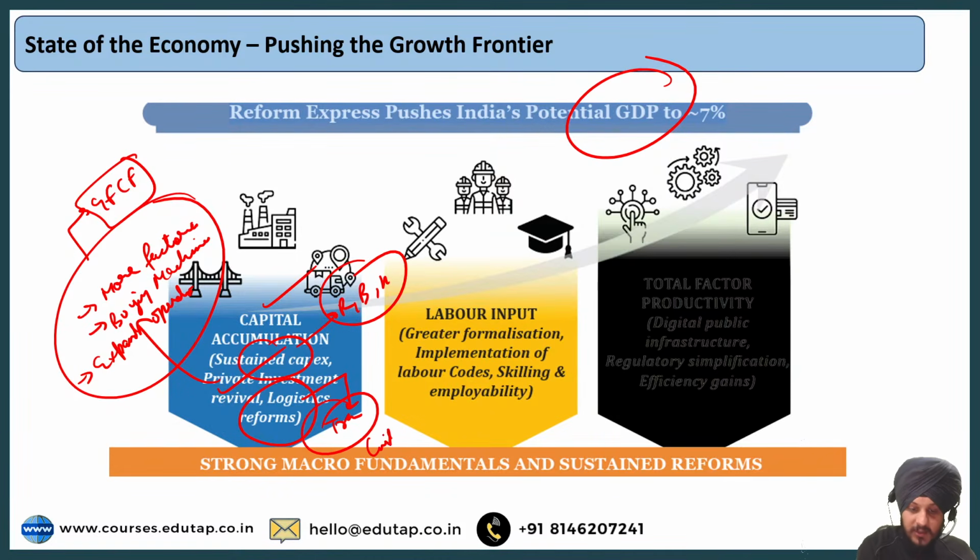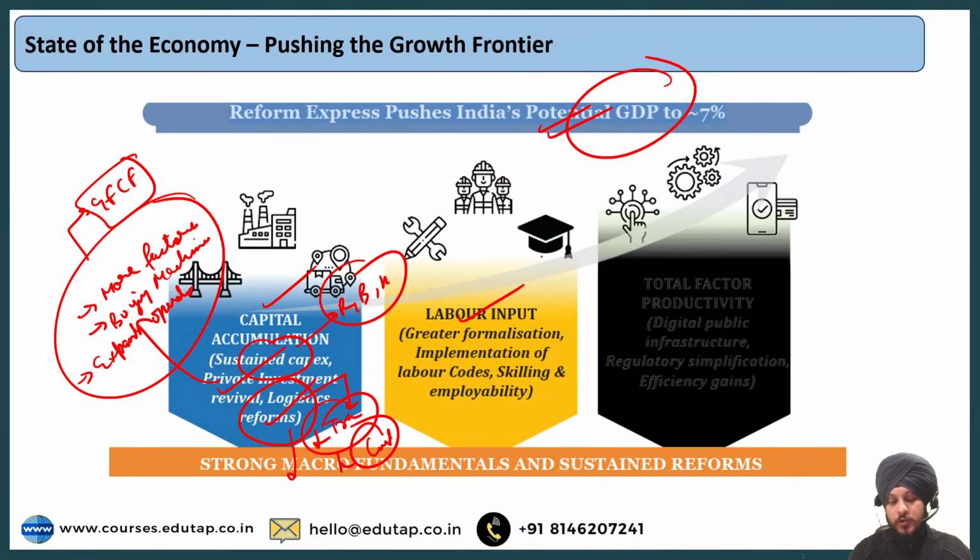And also, I would say, the cost that is required in order to fulfill the logistic objectives, right? So it is very important that as a part of this capital accumulation, in order to promote or push India's GDP potential, we need to reduce this time as well as this cost of transportation, right? Which is going to be a part of the logistic reforms.